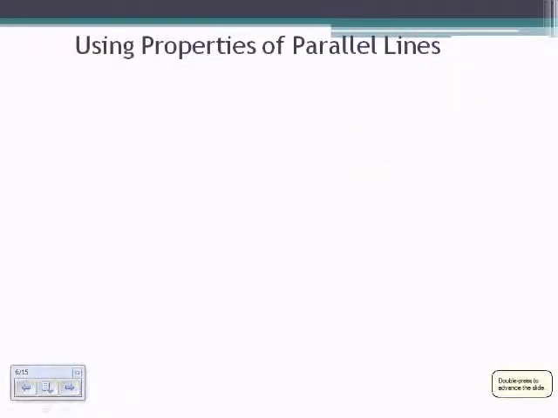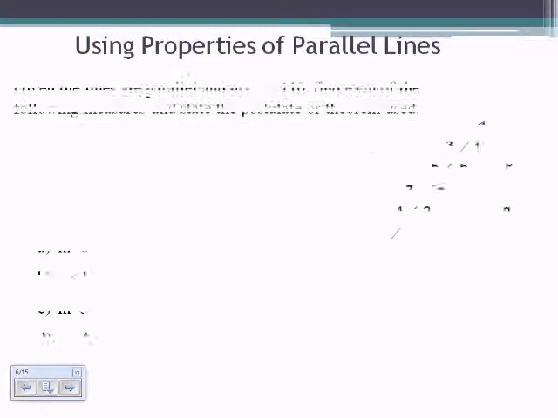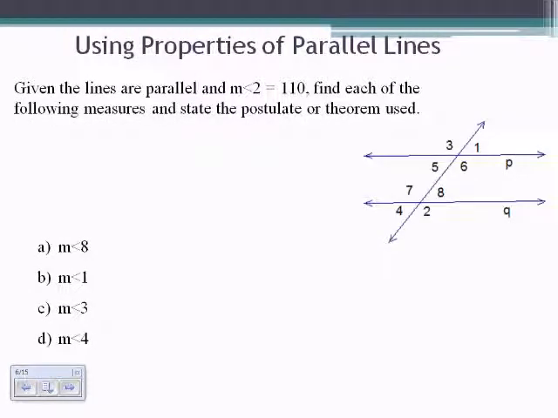Alright, using properties of parallel lines. Given the lines are parallel and measure of angle 2 is equal to 110, find each of the following measures and state the postulate or theorem used. So I'm looking for the angle measures of 8, 1, 3, and 4. Okay, given that P and Q are parallel, the two lines, and that angle 2 is 110 degrees. So we're going to say that this is 110 degrees. Okay. How do I show then the measures for each one of the angles? We got to figure it out.